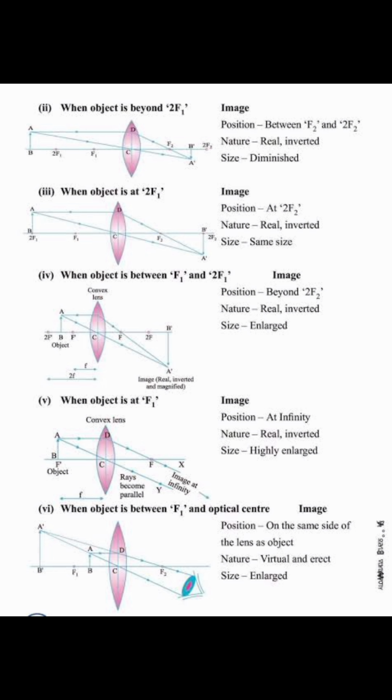Next we move on to the rules of refraction. When light goes from air to glass, that means rarer to denser, it bends towards the normal. Clear? When light goes from glass to air, that means denser to rarer, it bends away from the normal. So these are the rules of refraction. When light goes from rarer to denser, it bends towards the normal. When light goes from denser to rarer, it bends away from the normal. These are the rules of refraction.